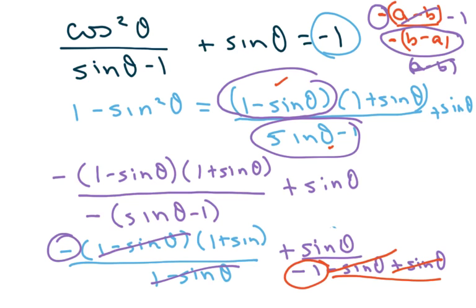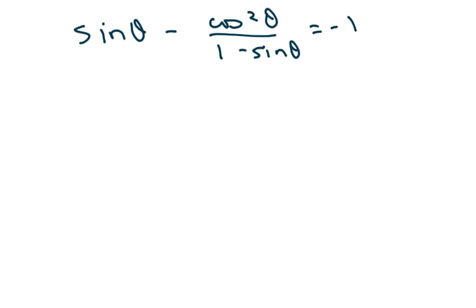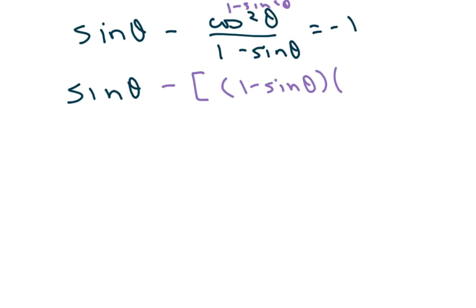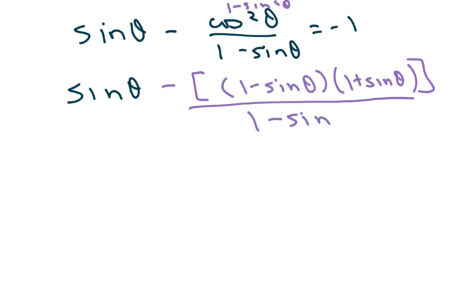Okay, in the last one, we have sine of theta minus cosine squared of theta over 1 minus sine of theta equals negative 1. So basically these are the same. I know this is 1 minus sine squared of theta, so I'm going to go ahead and write it as 1 minus sine of theta times 1 plus sine of theta, all over 1 minus sine of theta.